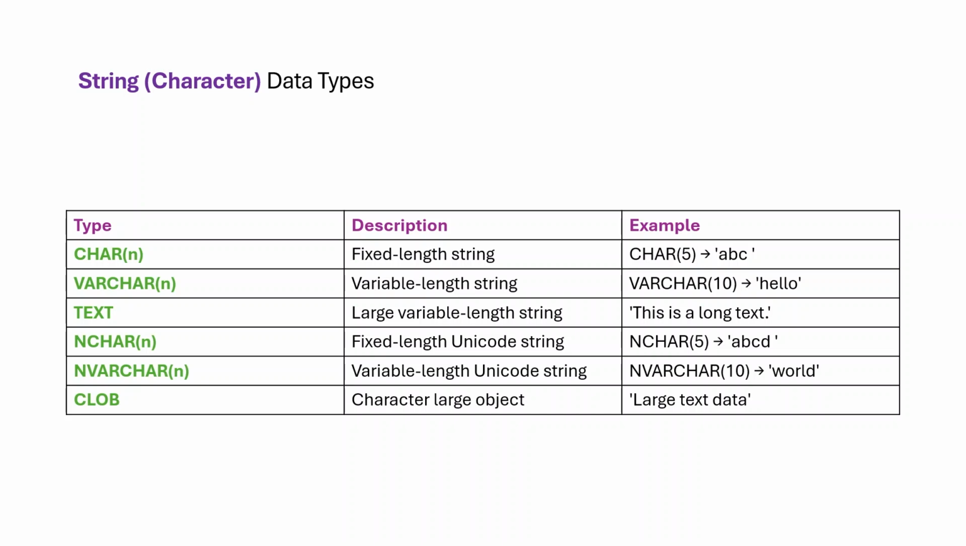In the string or character data types, you have char, varchar, text, and character large object. The two most important ones to focus on are char and varchar. Char is used for fixed length strings. You define the number of characters you want to store. Then you use varchar for variable length strings. These are the two you're mostly going to use, along with text.